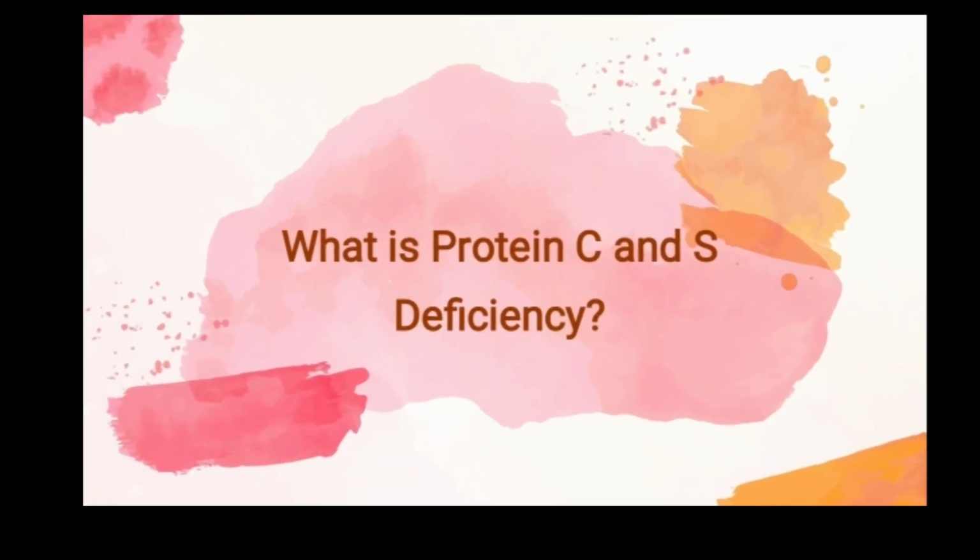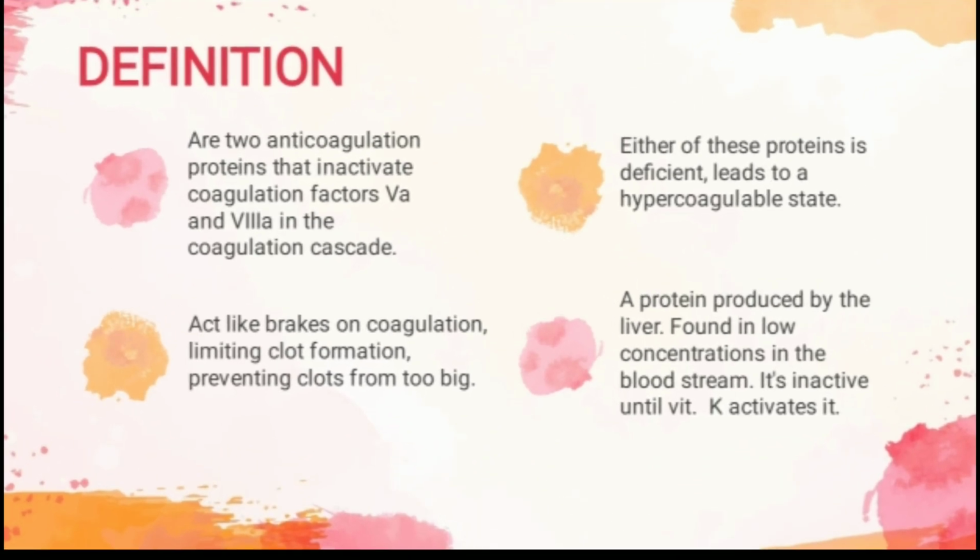What is protein C and S deficiency? Protein C and S are two anticoagulation proteins that inactivate coagulation factors 5A and 8A in the coagulation cascade. This means that they act like brakes in coagulation, limiting clot formation and preventing clots from getting too big. So when either of these proteins is deficient, it leads to a hypercoagulable state, meaning a person is at increased risk of developing clots that could block blood flow.